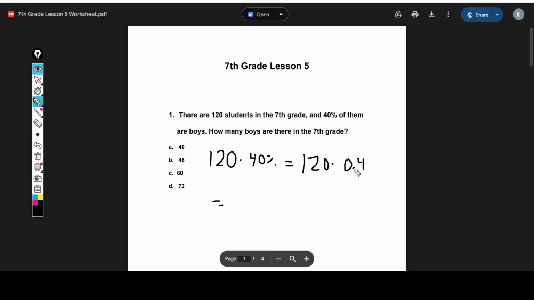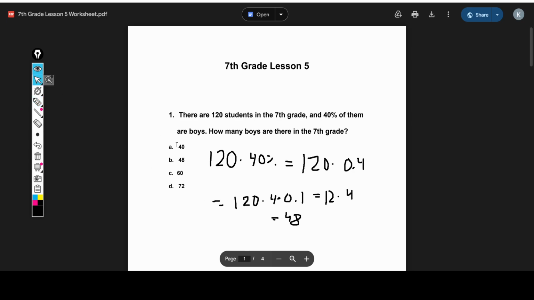And then to solve this, one way you could do it is separate 0.4, this is the way I like to do it, into 4 and 0.1. So 120 times 4 times 0.1, and then 120 times 0.1 if you reorder them, because multiplication is commutative and associative. 120 times 0.1 equals 12, because 0.1 is 1/10, so you just move the decimal place to the left. So you get 12 times 4, which equals 48.